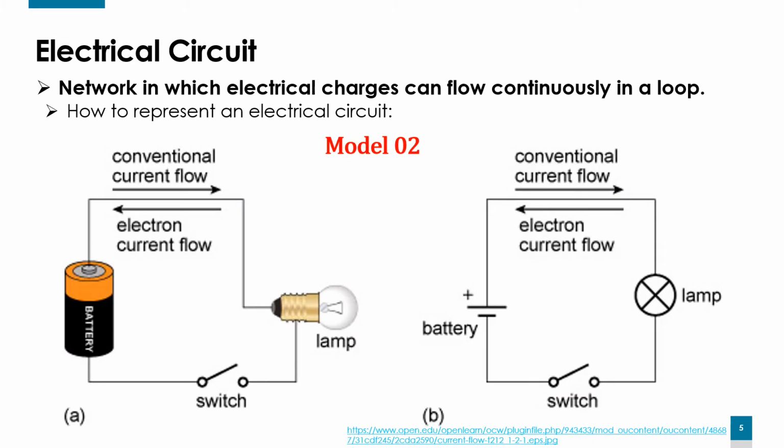Another model. Here, for example, the battery, you can also find it with the charge, positive and negative. And remember, the conventional flow goes from positive to negative, and the correct electrical current flow is negative to positive. And the lamp, as in the picture here, you can represent with the symbol. There are two symbols, but here they choose this one. And the switch, just the same. Okay, so it's another representation you can look at.